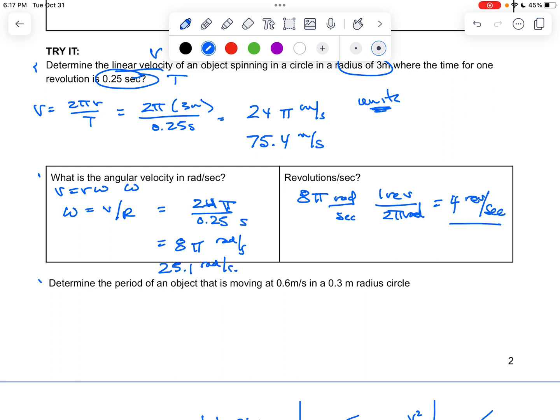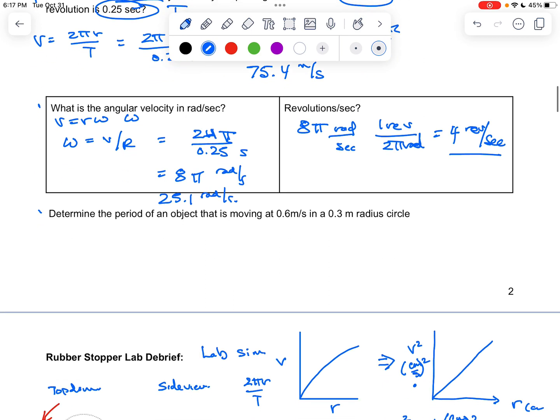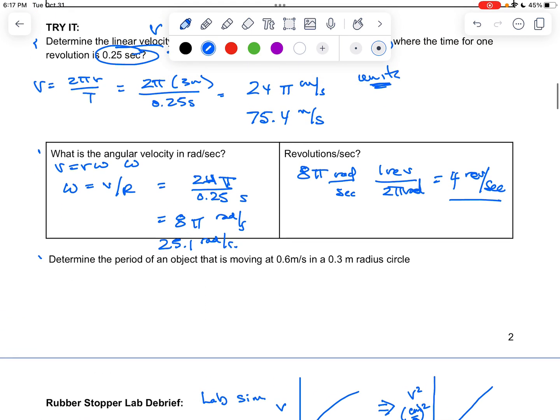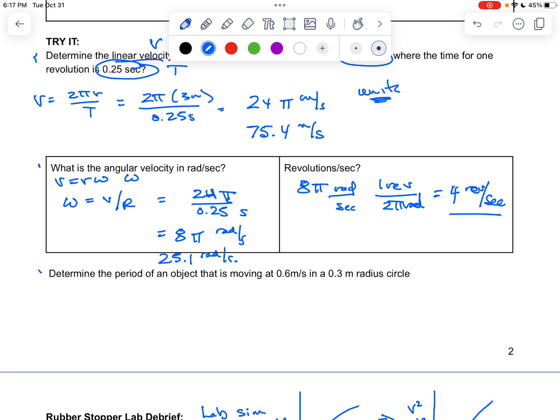So just checking through some of the work, some basic calculations here. Determine the period of the object that's moving at 0.6 meters per second in a 0.3 meter radius circle. This is a linear speed. Looking at the units, I can tell that it's not an angular speed. And then I have the radius. So the period, I'm asking for big T. So v equals 2 pi r over T.